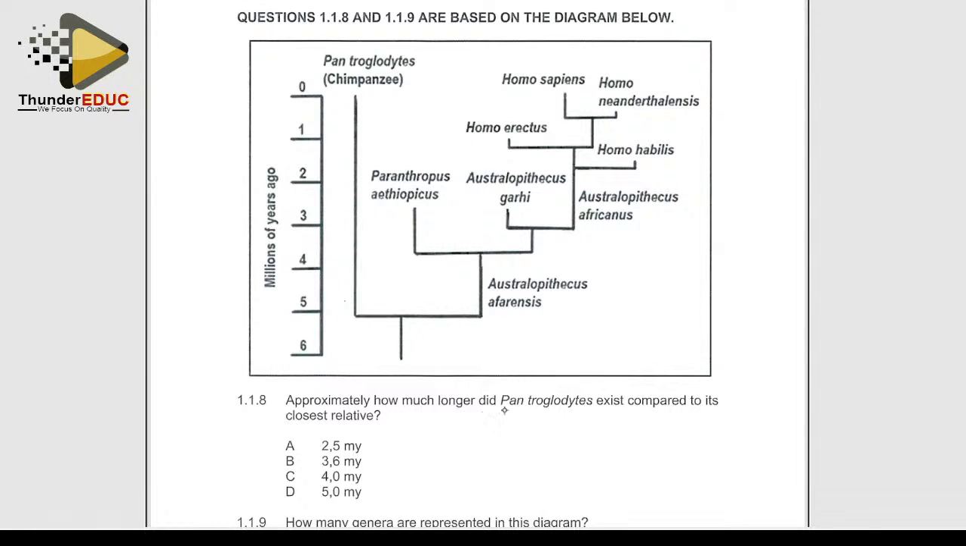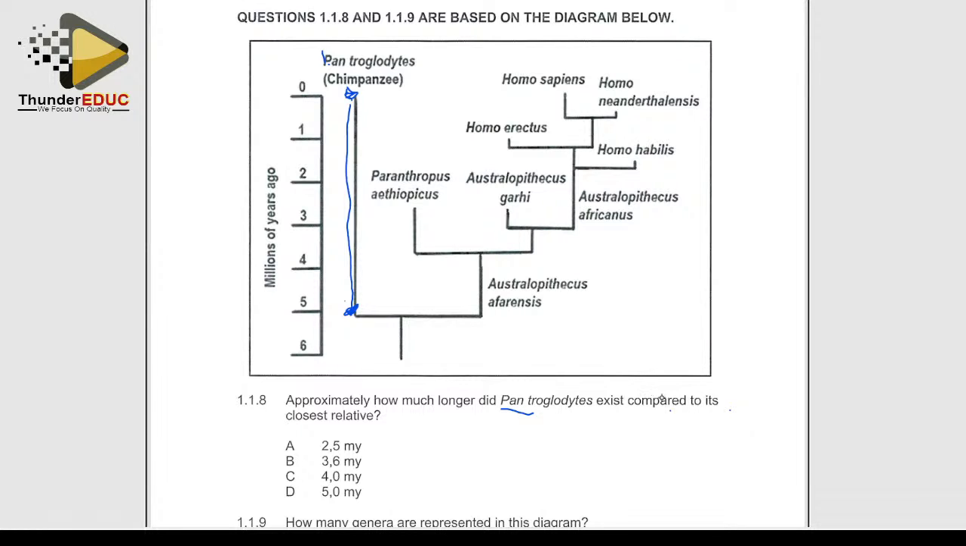Approximate how long did the Paranthropus pan exist? How long did this pan exist compared to its closest ancestor? So it means, how long did this exist? So this is the pan. It existed from there up to there. So what we need to do is subtract the recent ancestor. Where is the recent ancestor?